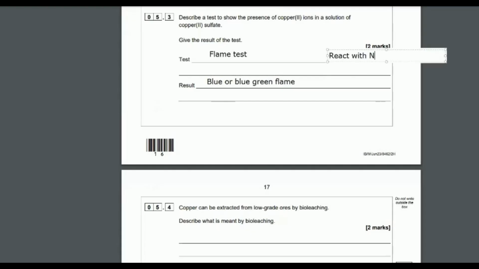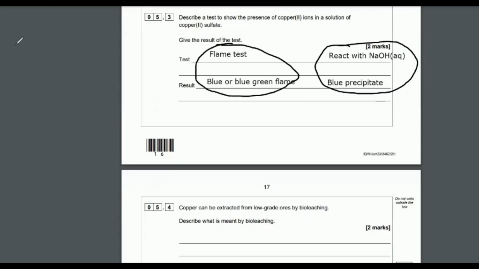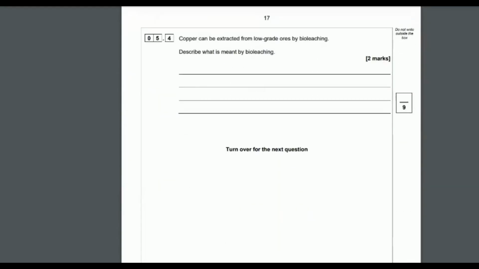There's an alternative test where you react it with sodium hydroxide solution, hence the aq in brackets here, and you get a precipitate formed, a blue precipitate. These are 2 separate tests, so you need to include one or the other, not both, and not a mixture of each. So flame test gives a blue-green flame, or react with NaOH solution, you get a blue precipitate. So either one will get you the 2 marks.